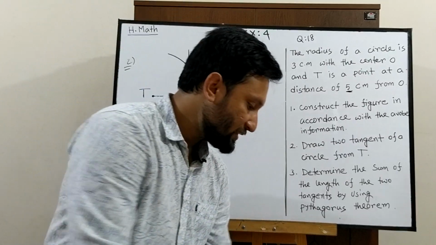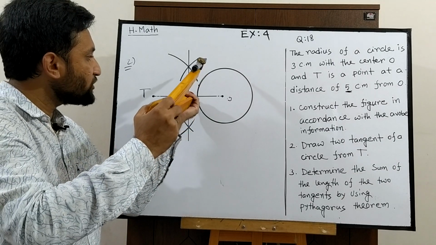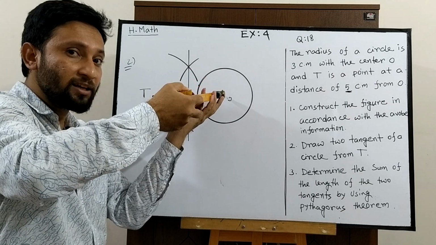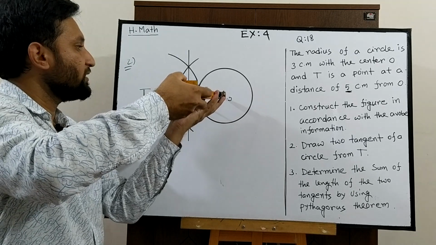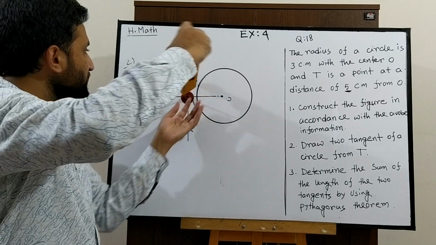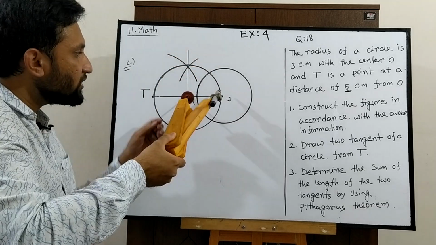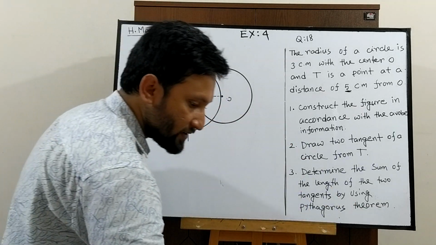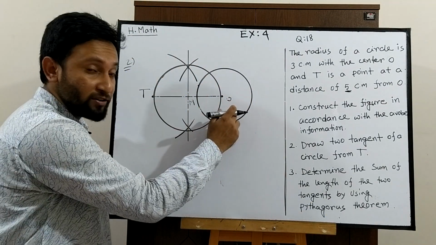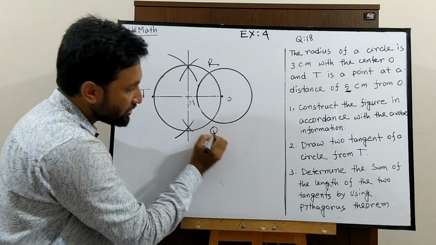Now consider the new radius MO and draw another circle with it. This circle passes through the center of the previous circle. Here see that the new circle intersects the previous circle at these points, R and Q.